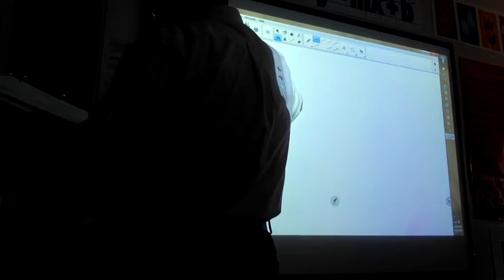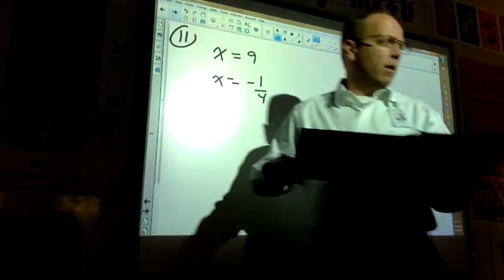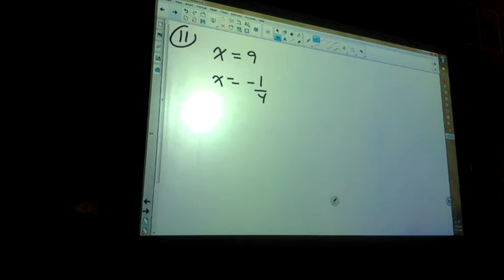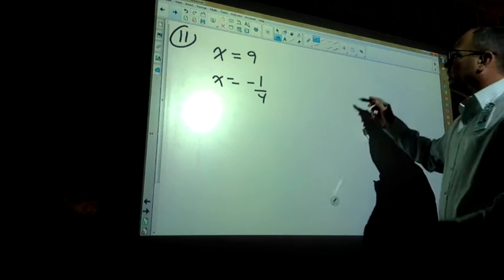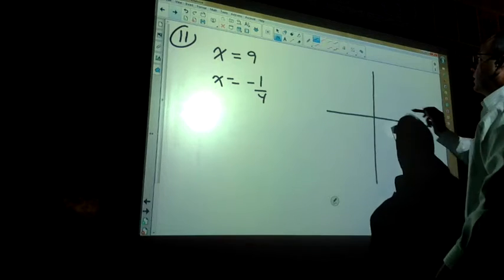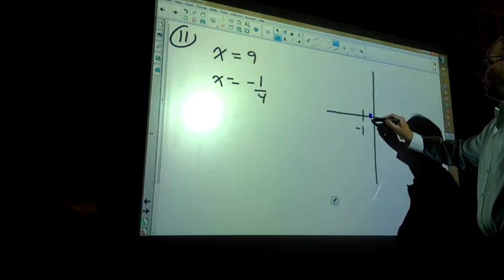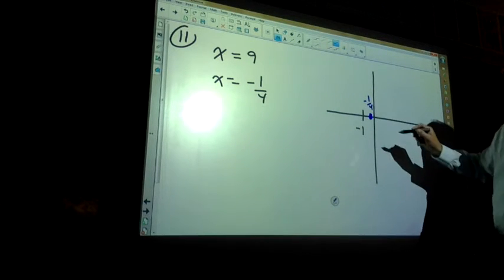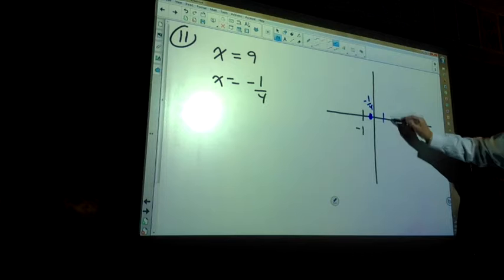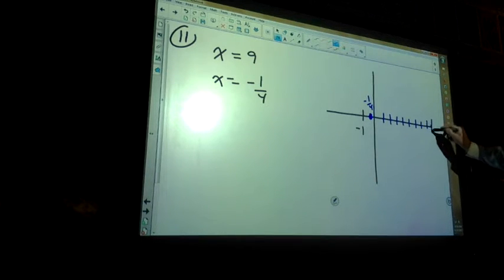So they tell us that our roots are here and here. Agreed? Everyone okay with that? So let's think about what this means. On our graph, I have a point here at negative 1/4. Is that okay? And then another one at 9. 1, 2, 3, 4, 5, 6, 7, 8, 9. Okay? So it's not asking us to find the vertex or anything like that.